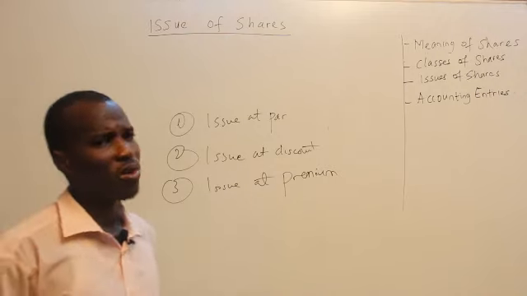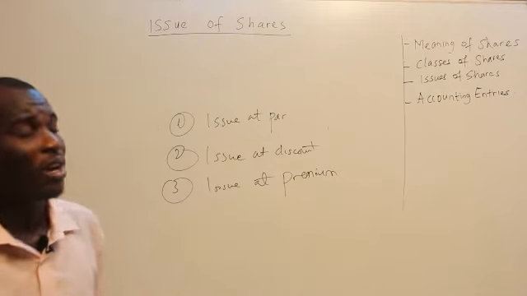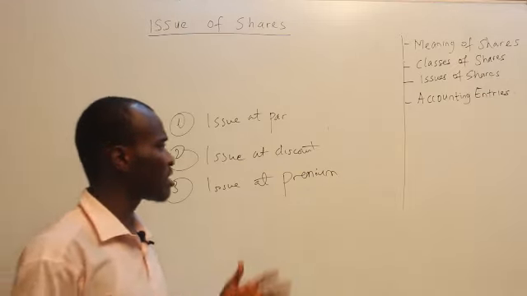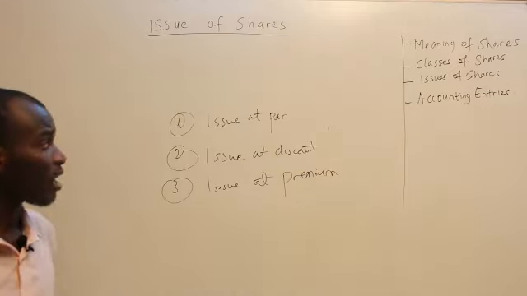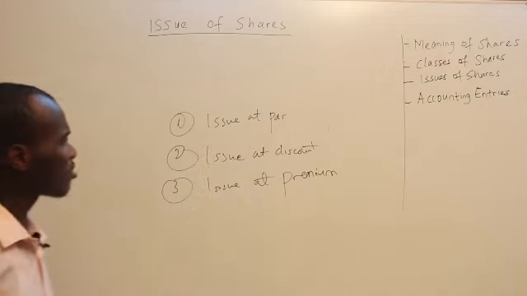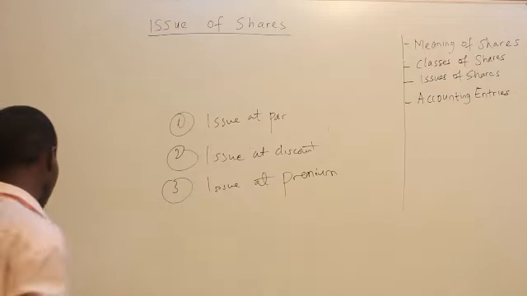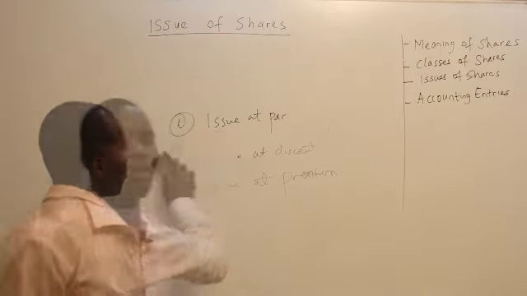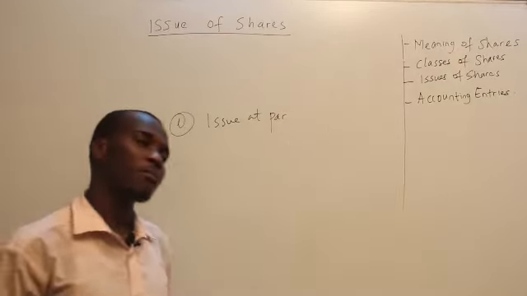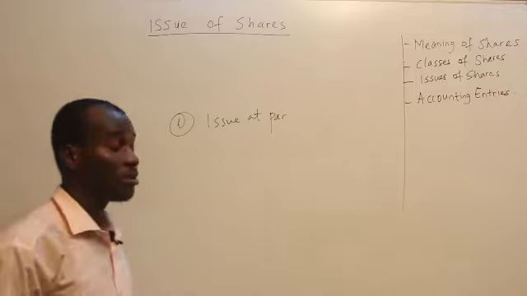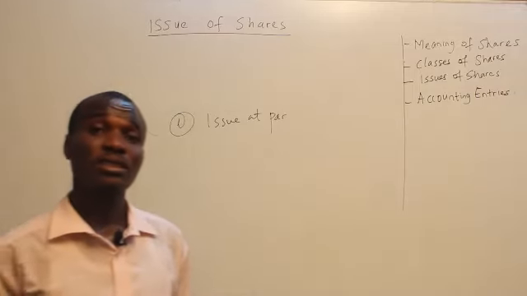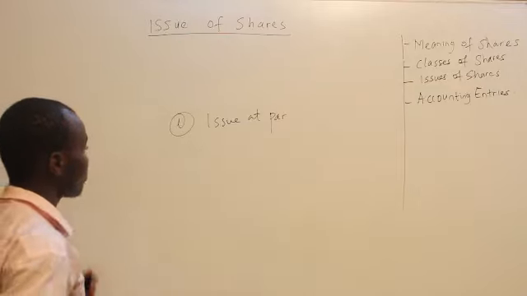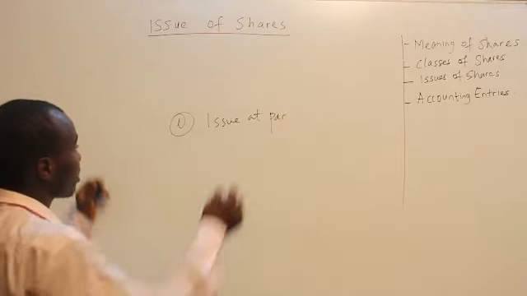So accounting entries. How are we going to record issues of shares in the books of accounts? We are going to look at it as issued at premium, at discount, and also at par. So let's look at par first. When the share is issued at par, what will be the accounting entry? There will be some number of applicants that will apply for the shares.